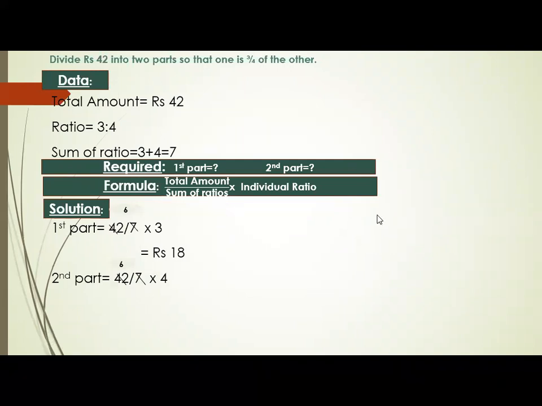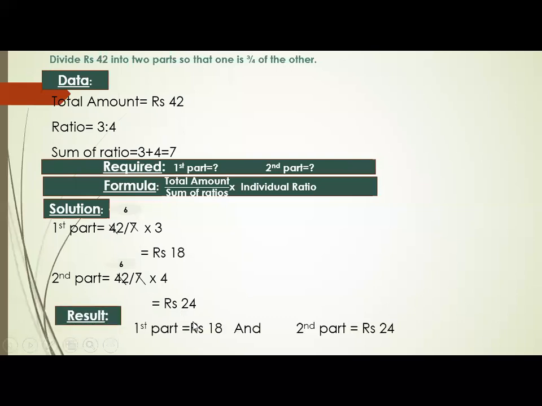Keep sharing your answers with me in the chat box. So we get 6 fours are 24. So here the first part will be rupees 18 and the second part is rupees 24. And if we add these two parts, we get the total amount equal to rupees 42.